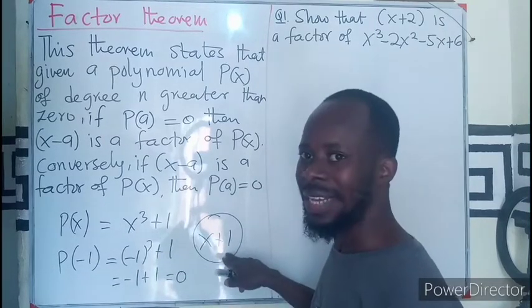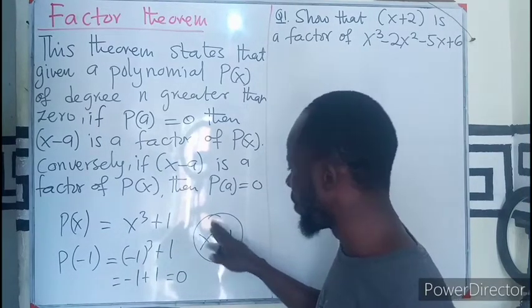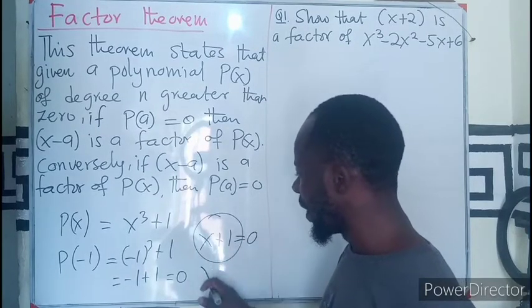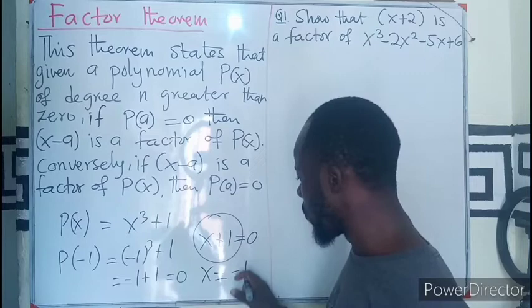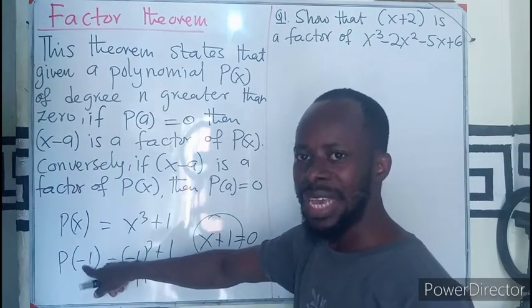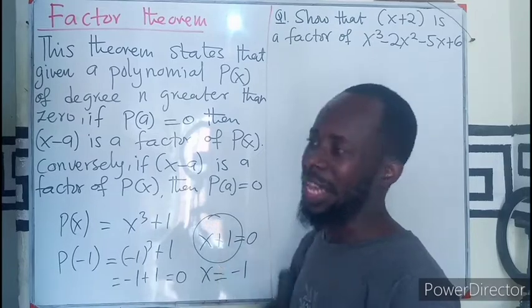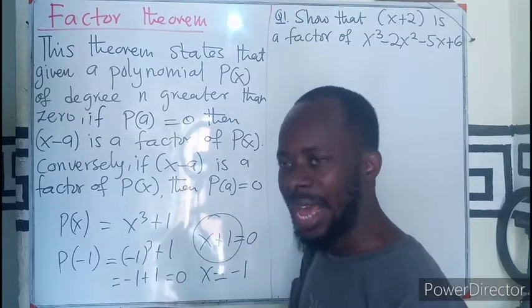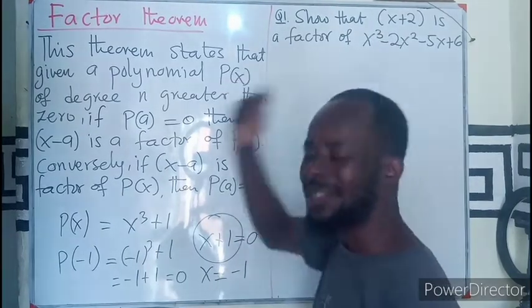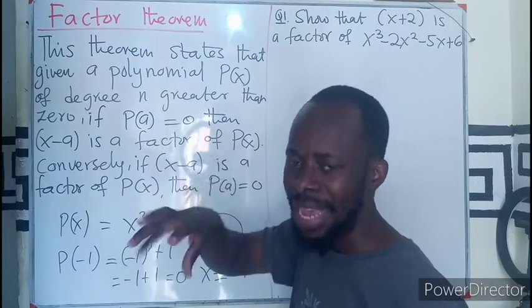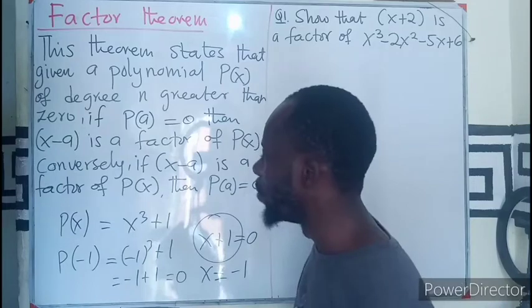How do we get this? This is from the zero of this linear equation, meaning setting it equal to 0 gives us x equals -1. That was what was placed in place of x. So for any factor, if you divide the polynomial and you get 0, it means that number is a factor of the polynomial.